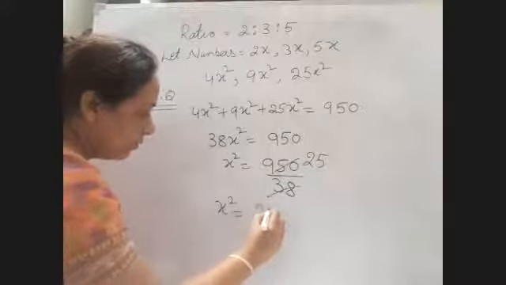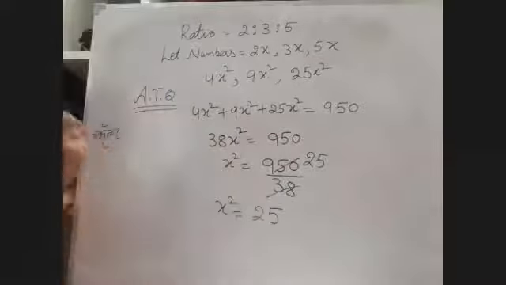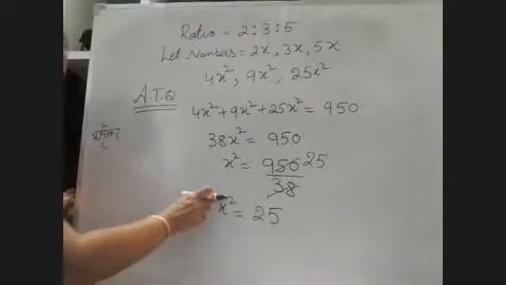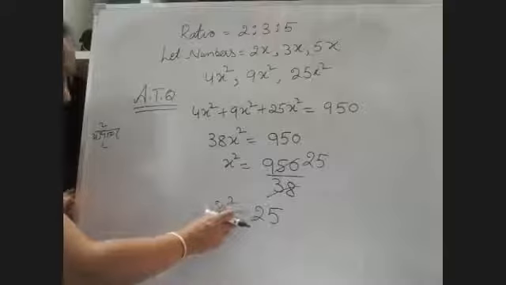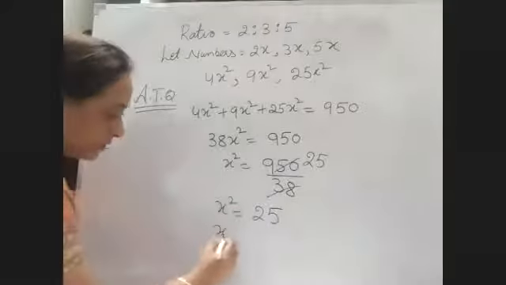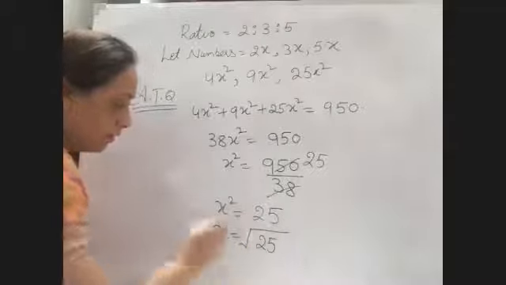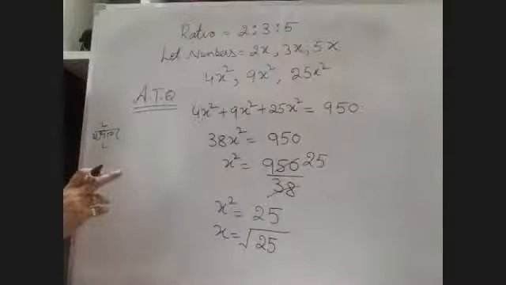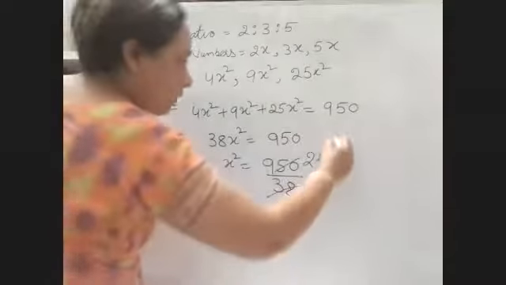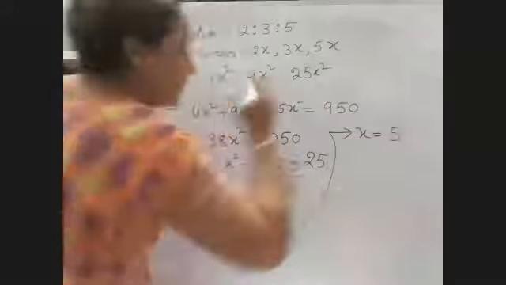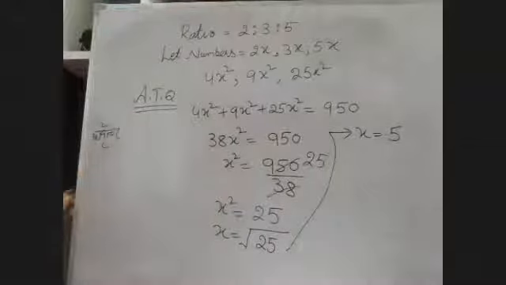So x squared is equal to 25. But we want the value of x, so remove this square by taking the square root of 25. x is equal to the square root of 25. The prime factorization gives 5 times 5 is 25, so the square root is 5. So the value of x is 5.